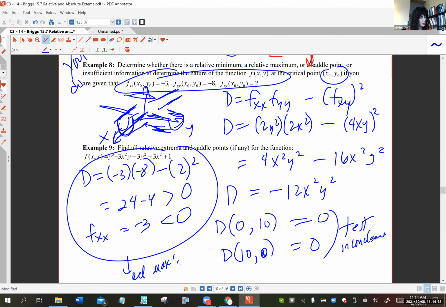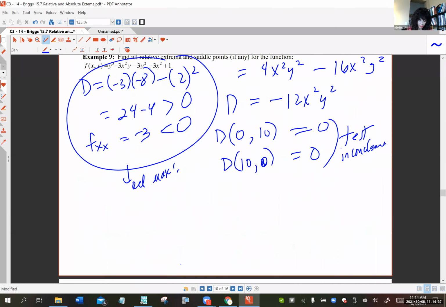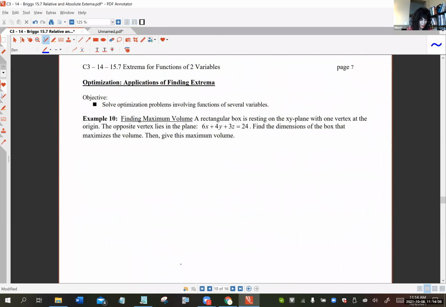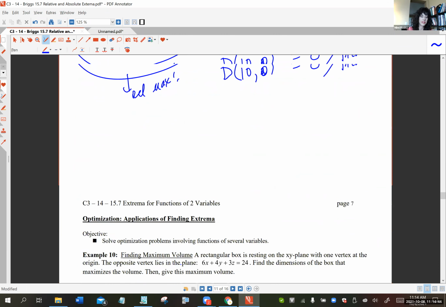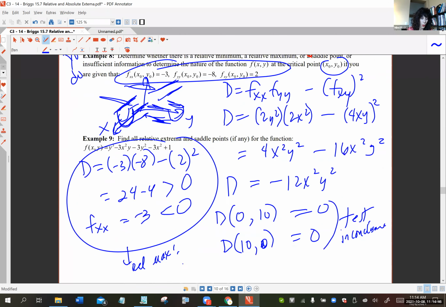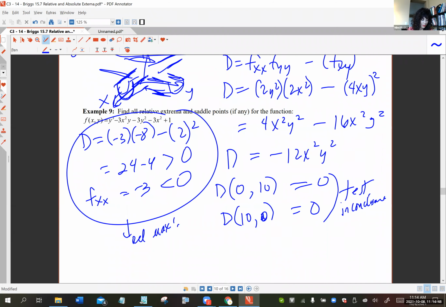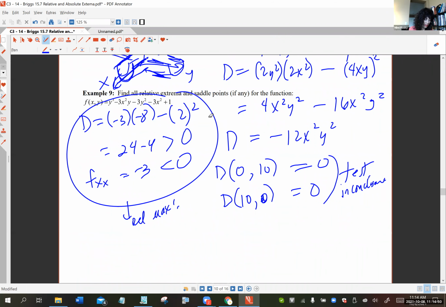Okay, and now I'm going to do the grand finale problem for this section, and then I'm going to do the two word problems for this section. That'll complete today's lecture. Okay, so, example 9.